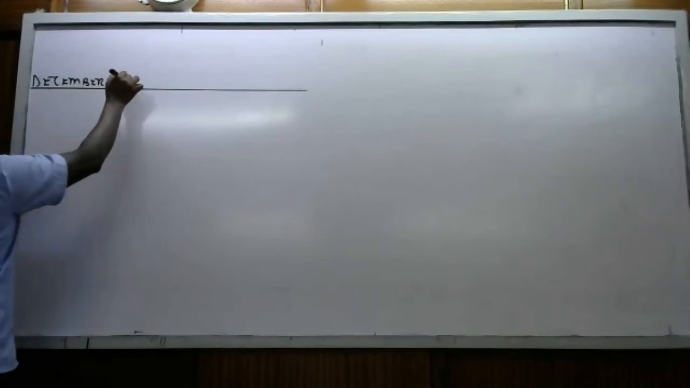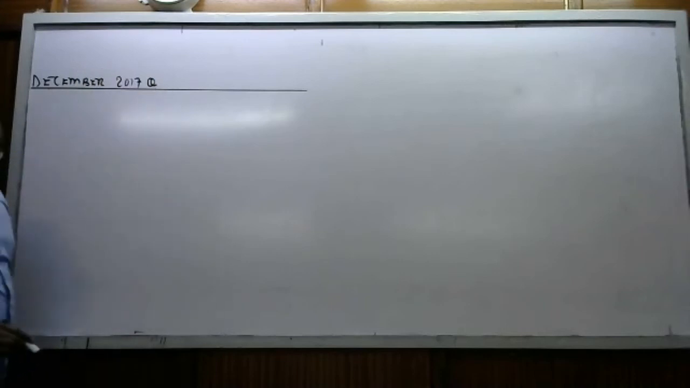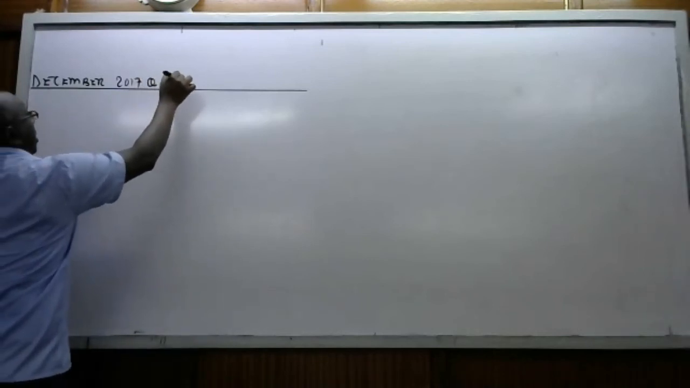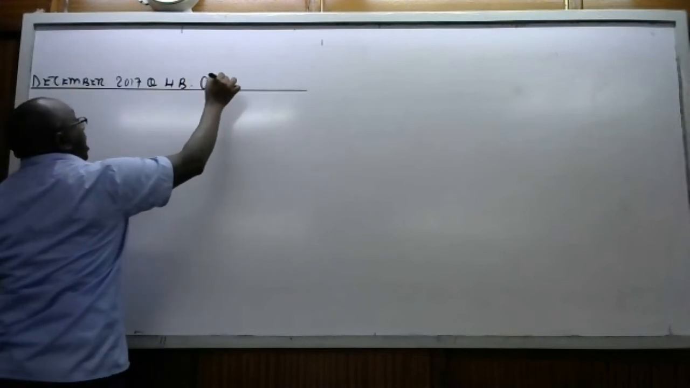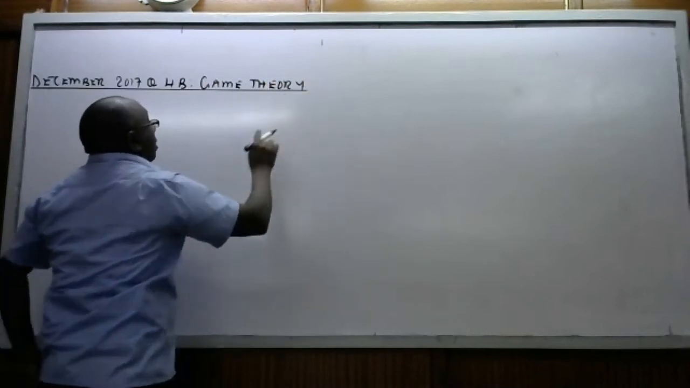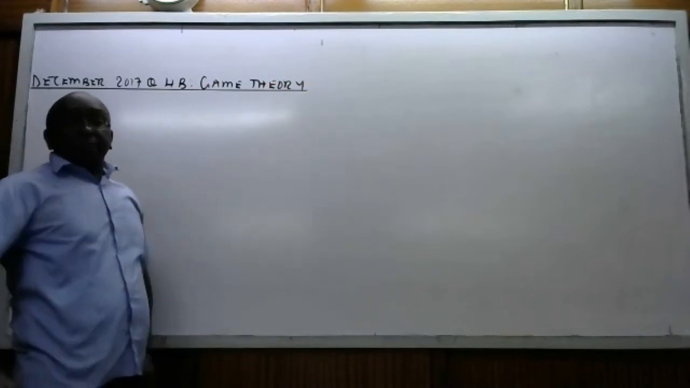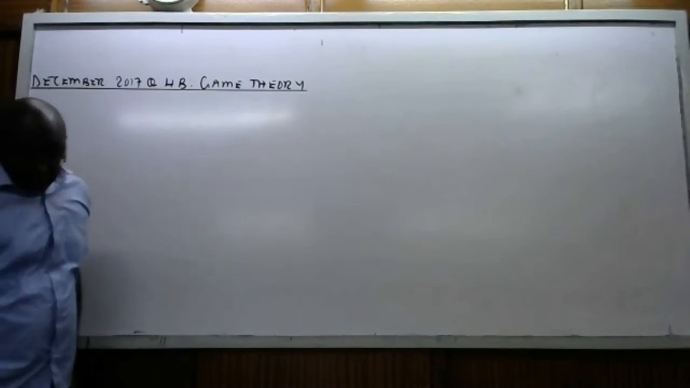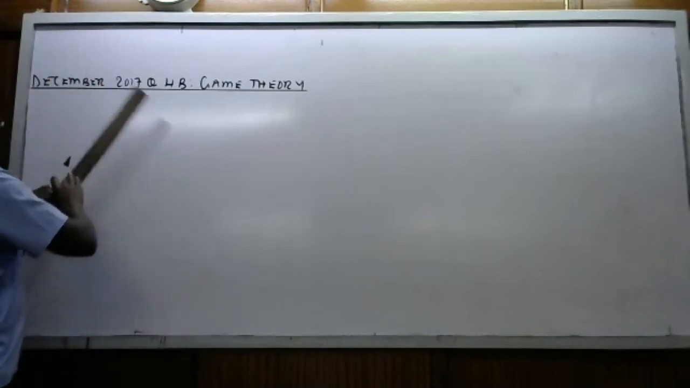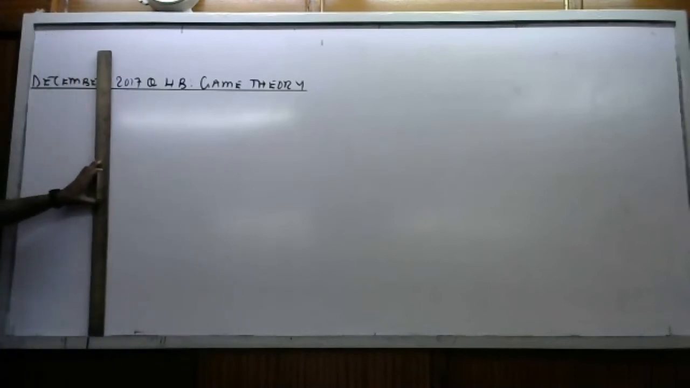So that question of December 2017, question 4B, is from what we call game theory. The first thing is to come up with the matrix that is already given there.